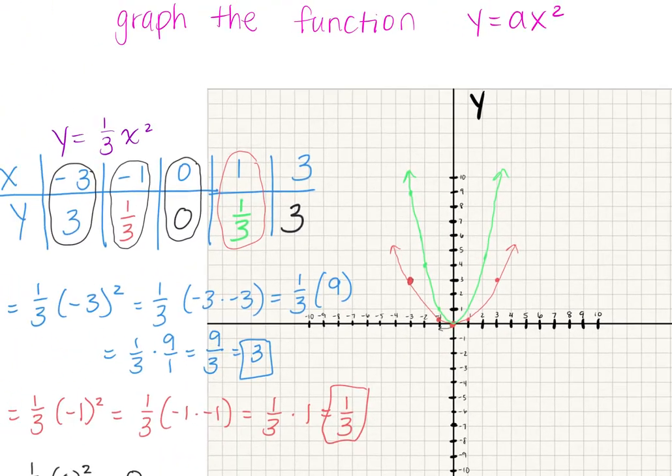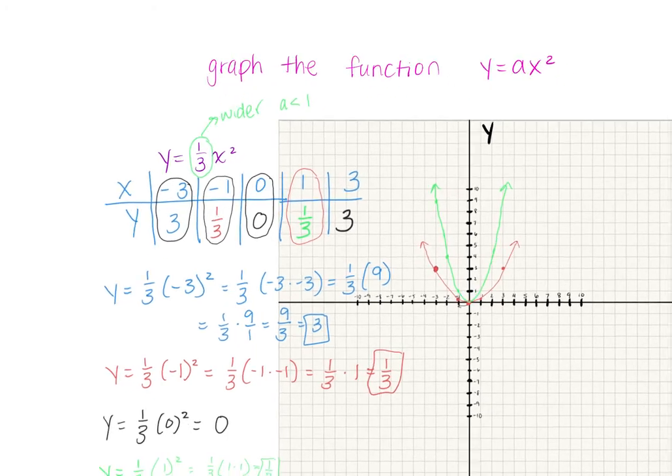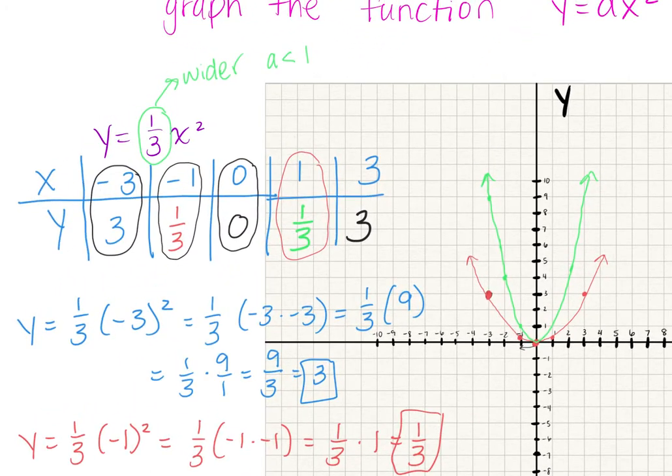So whenever you're taking a fraction as your a, this is going to make your graph wider, okay? And if you had not a fraction, so like a number bigger than 1, it would make your graph skinnier. So whenever you're taking a number that is less than 1, it's going to make your graph wider. This is when your a is less than 1. If your a is greater than 1, it's going to make your graph skinnier.